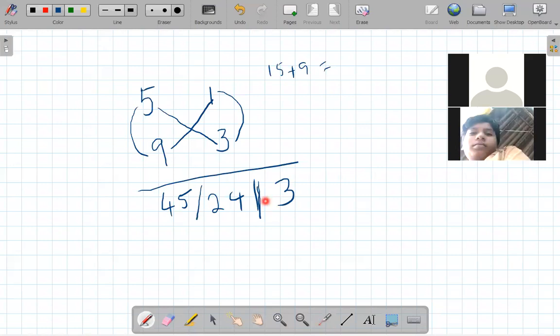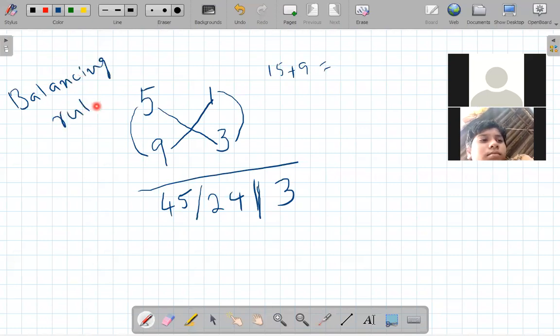See, for the first column we got a double digit. The second column also we got a double digit. The third column we got a single digit. If you get all single digits, you can write it directly. But if any of the answers is a double digit, you should use the balancing rule. That's why yesterday I discussed the balancing rule with you.